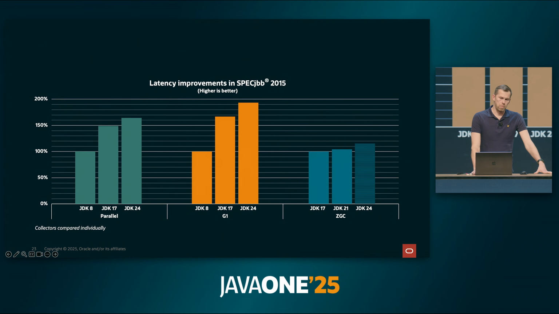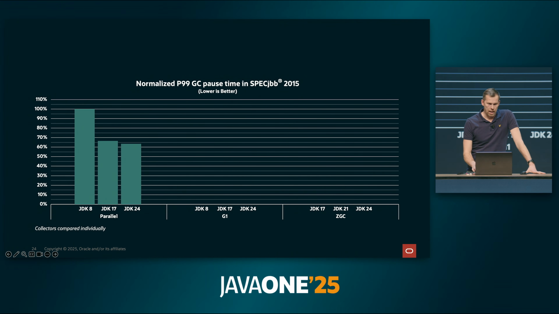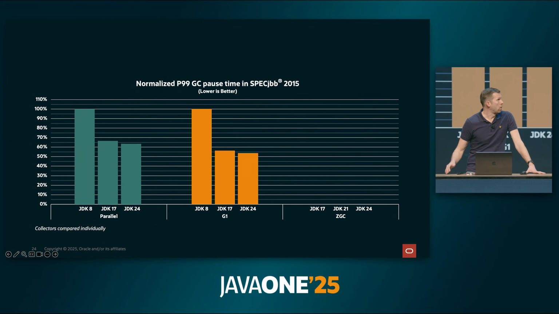And to see this better, let's look at the pause times. What we're looking at here is the normalized P99 pauses. So still, I'm comparing the collectors individually. And if we look at parallel, we can see that we cut away about 40% of the GC pauses between 8 and 17, and a little bit more going to 24. For G1, we've cut away even more.